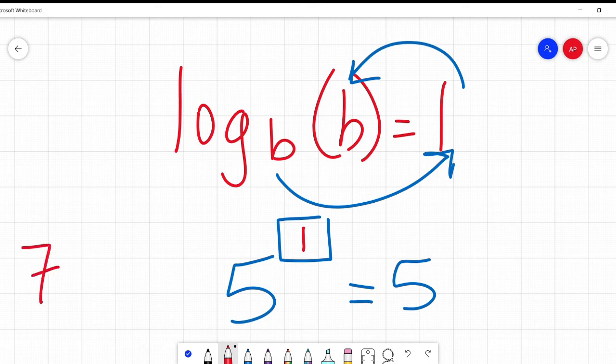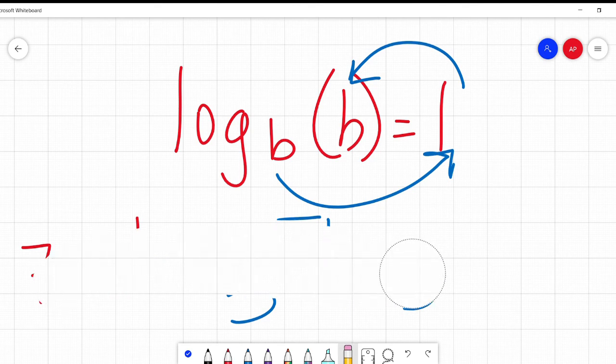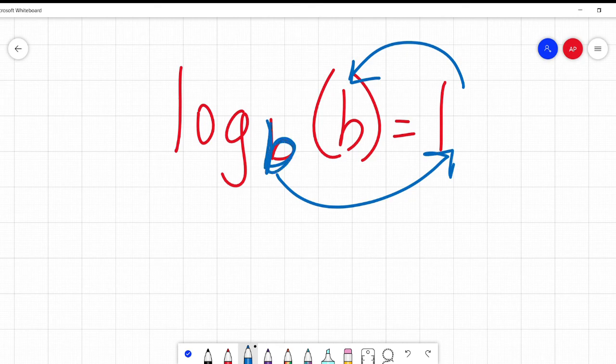Any number to the power of 1 is going to equal, and I always do this, I always write too big, and then I'm overlapping, and it gets confusing. I'm sorry about that. So 7,823 to the power of 1 equals 7,823. So that's all this is saying. If it's log base b of b, it's 1, because any number to the power of 1 equals that same number.